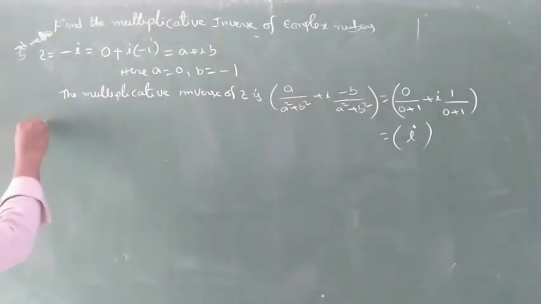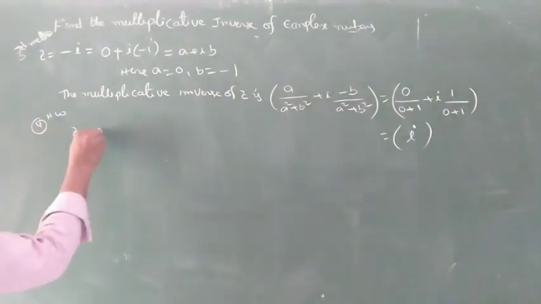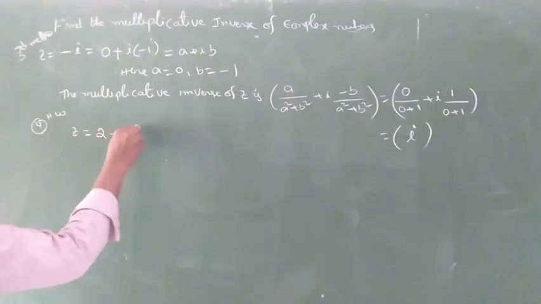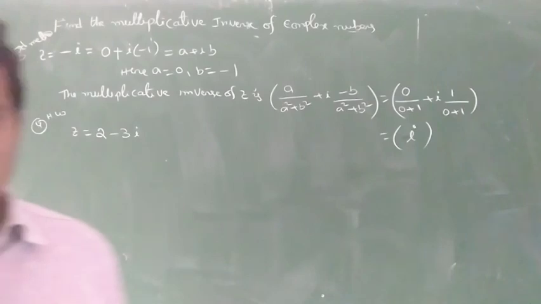Another one is a homework problem. So Z is equal to 2 minus 3i. Z is equal to 2 minus 3i is homework.